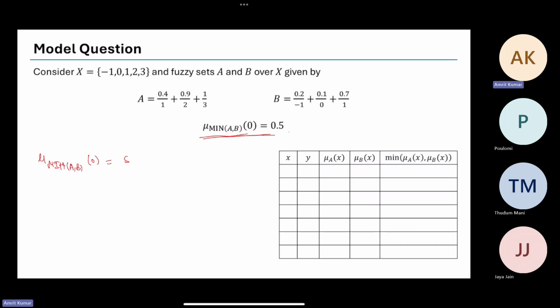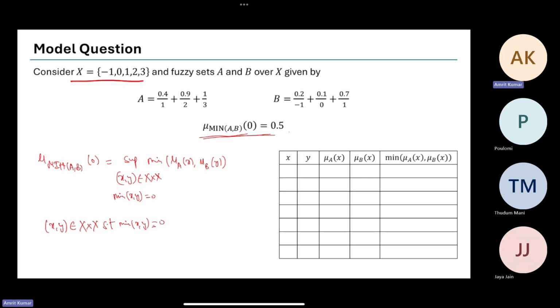So we know we need to look at all x comma y in x cross x such that minimum of x comma y is equal to z, which in this case is 0. And then we are going to take this supremum, right? So let us try to find the set of all x comma y in x cross x such that minimum of x comma y is equal to 0.